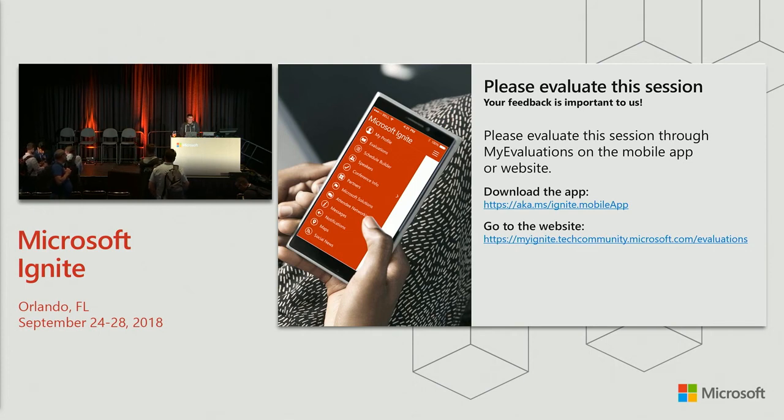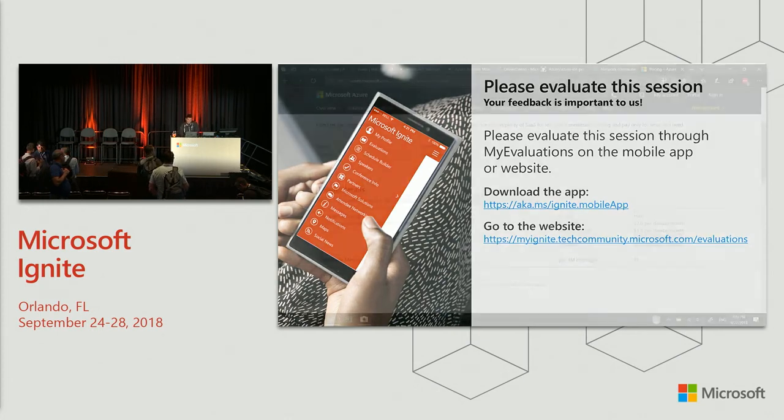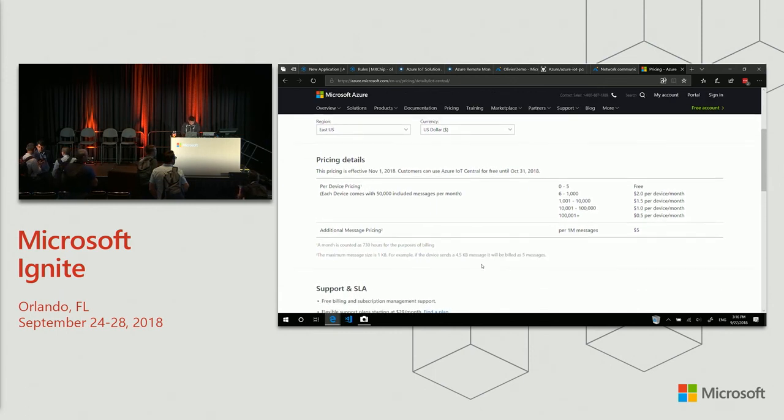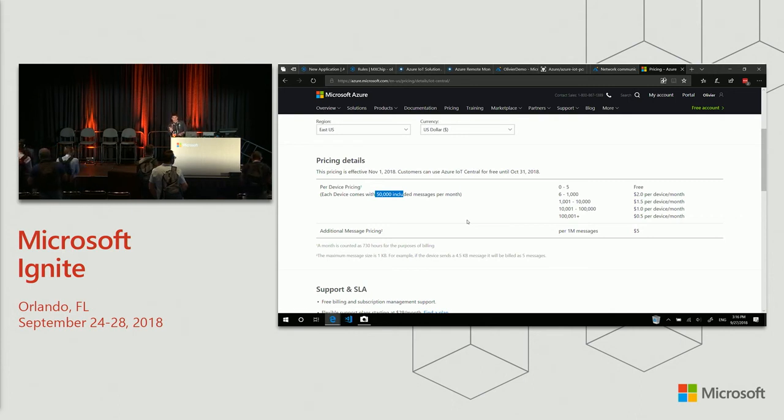Actually, the 5 devices comes along with... let me bring the page up to be precise here. So to be super precise, there's an asterisk somewhere that says that, this one. Each device comes with 50,000 messages per month. So up to 5 devices and 50,000 messages for each of them, you're free. And if any of them goes beyond the 50,000, you're actually going through the roof. So if you have only one device, you're limited to 50,000 messages.